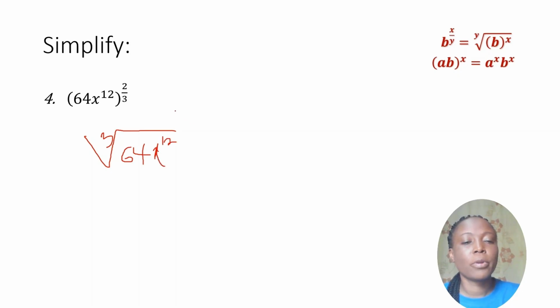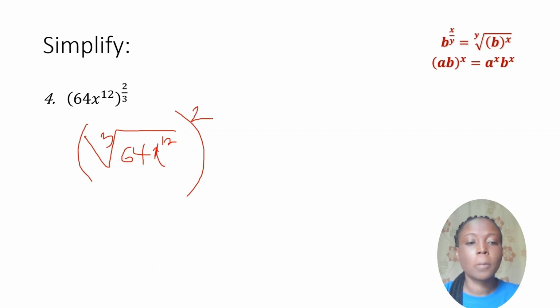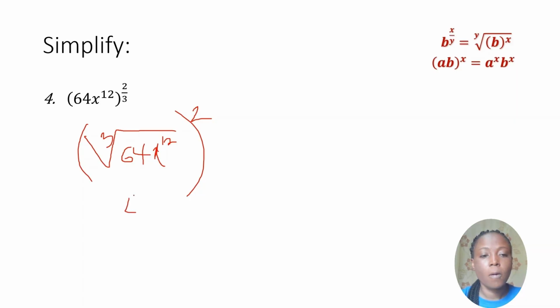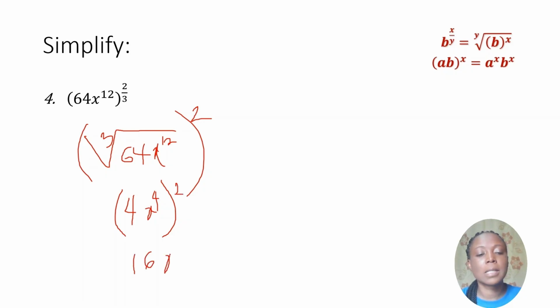Then we raise everything to power 2. So what is the cube root of 64? 4. Okay? And then cube root of this is x raised to power 4. Then we raise it again to 2. So what is 4 squared? That will be 16. And x raised to power 4 times 2 will give us x^8.